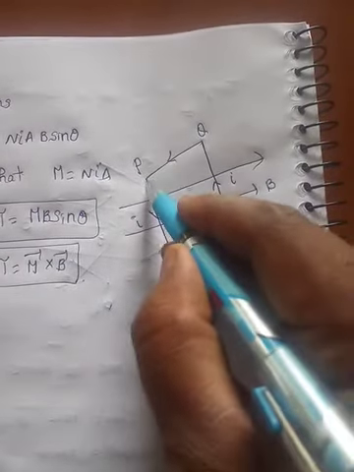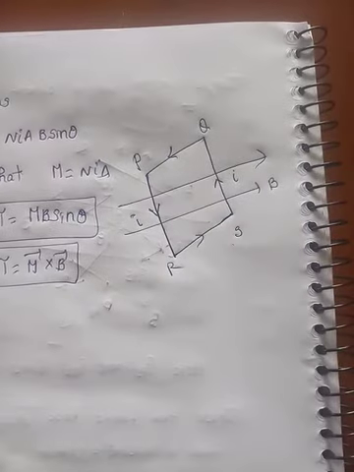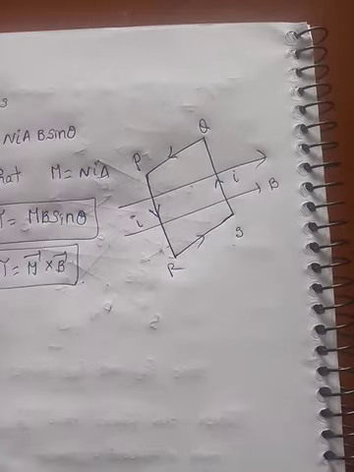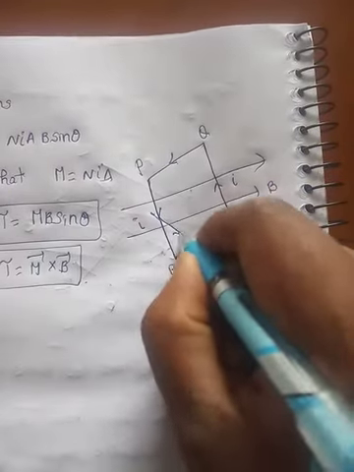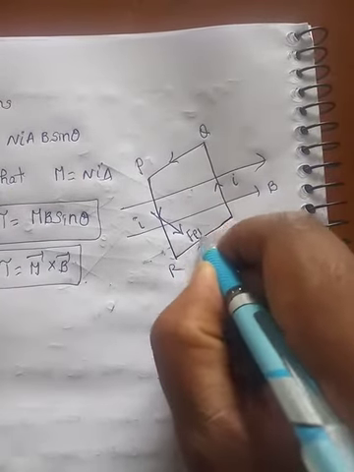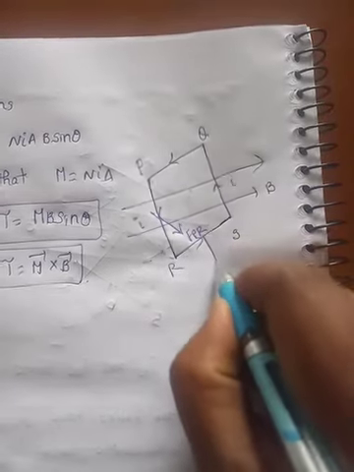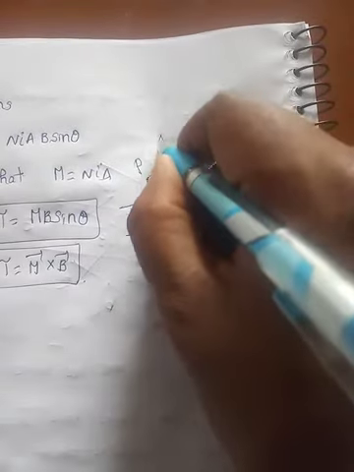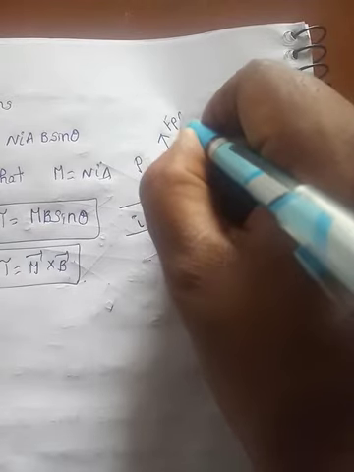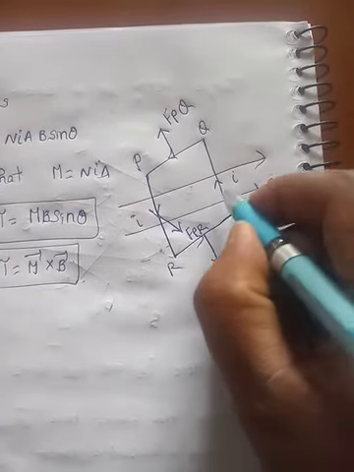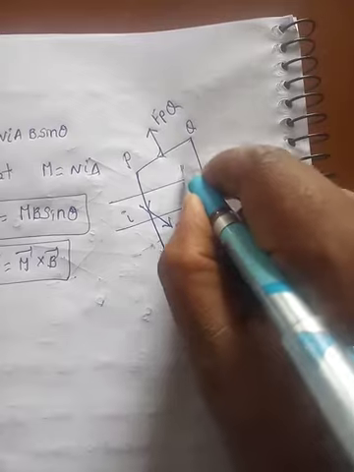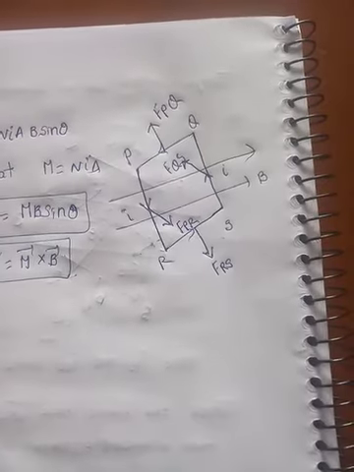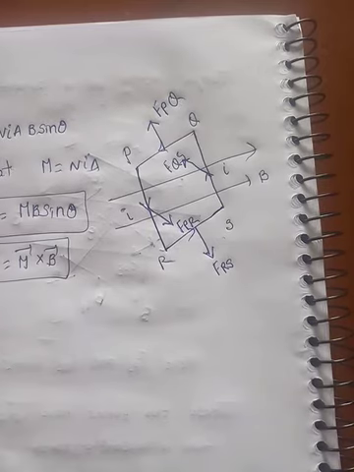Now if you take only this one, what happens? This is a current carrying conductor in the presence of a perpendicular magnetic field. It experiences a force in this direction, that is FPR. In the perpendicular direction, FRS. This is FPQ. And here FQ.